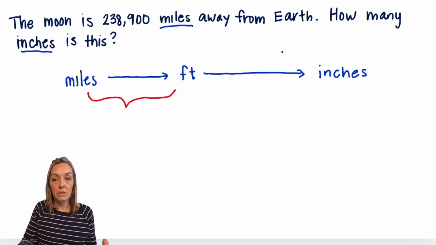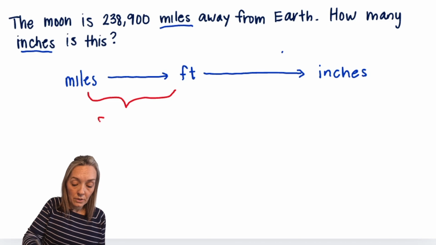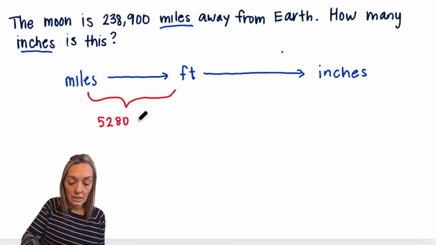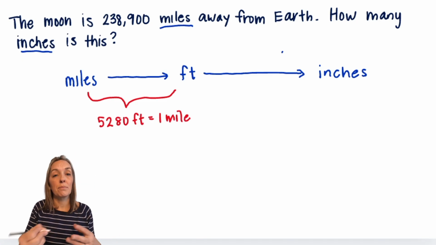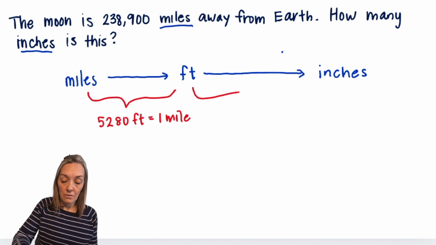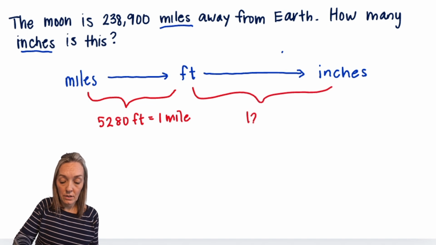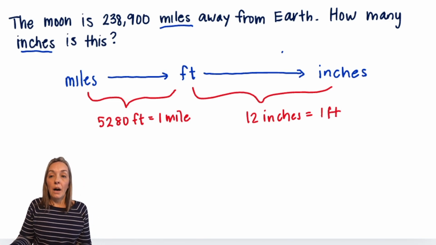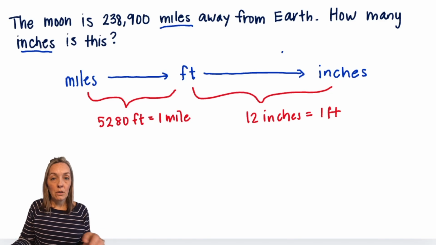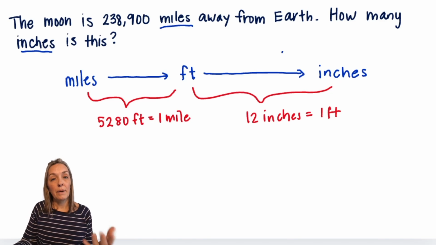Now, these conversions will typically be given to you if you are not familiar with them, but I know that there are 5,280 feet in 1 mile. And again, that is something that would typically be given or something that you could look up. Feet to inches, I know that there are 12 inches in 1 foot. So 12 inches equals 1 foot. All right, now that we've come up with a plan and we've found the equivalents to get from the beginning to the end, we're ready to start the problem.